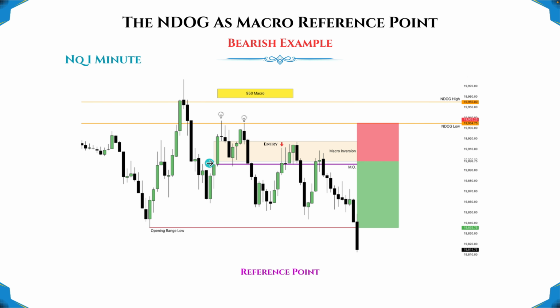So here, during the 9:50 macro, right at the start, we spool higher, and look at how we're referring to the new day opening gap. We close below it, and we come back up into it. Macro inversion, this is your entry. Your stop loss is going above the swing high here, and you're targeting the opening range low, okay?